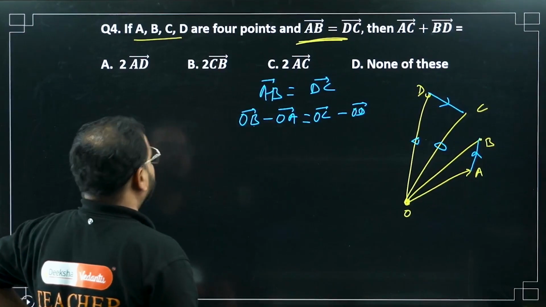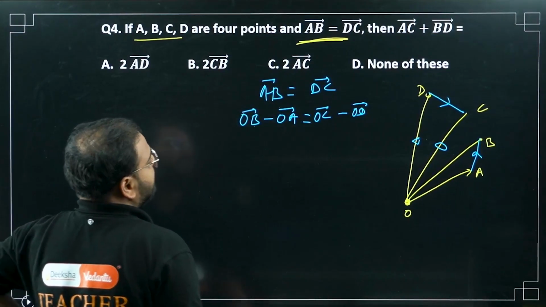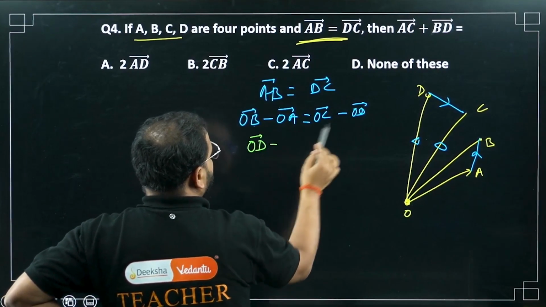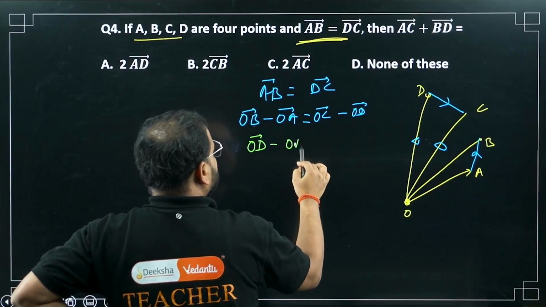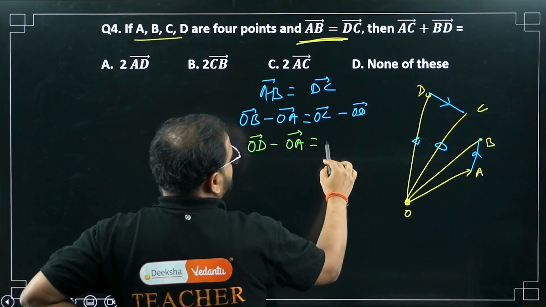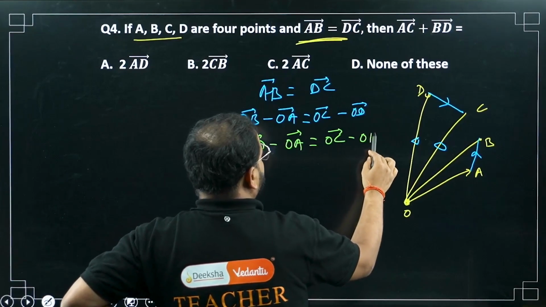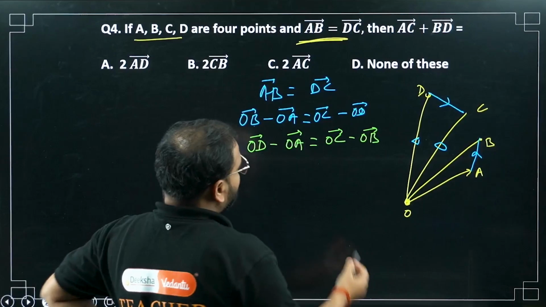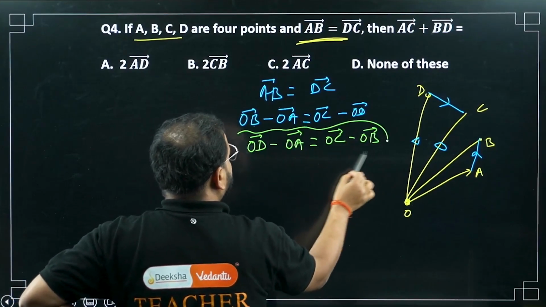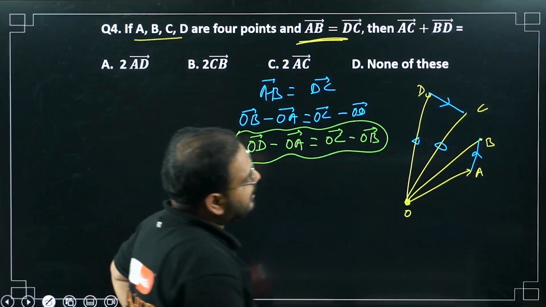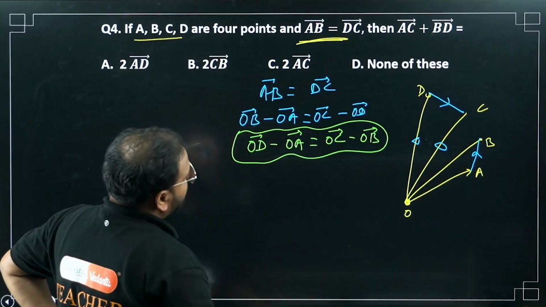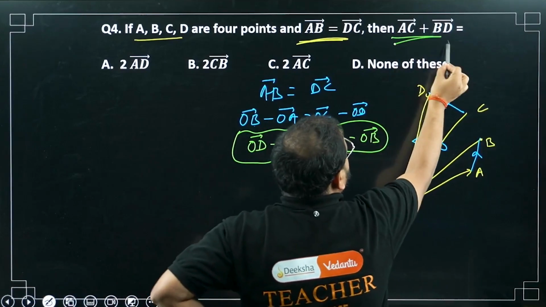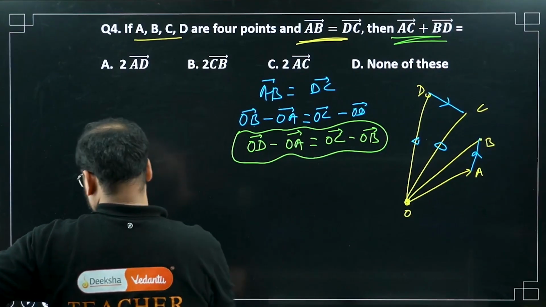OC minus OD. Let's rearrange. I can bring OD over on this side, so OD minus OA, and OC minus OB on the other side. You'll see why now. OD minus OA and OC minus OB are equal. Now let's get back to what they're asking: AC plus BD.